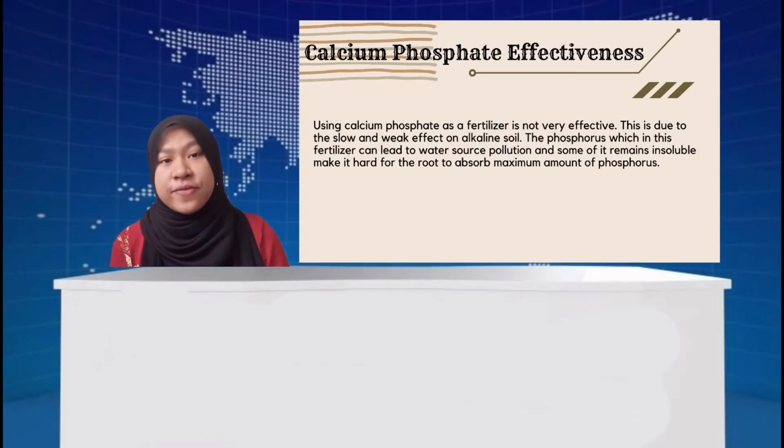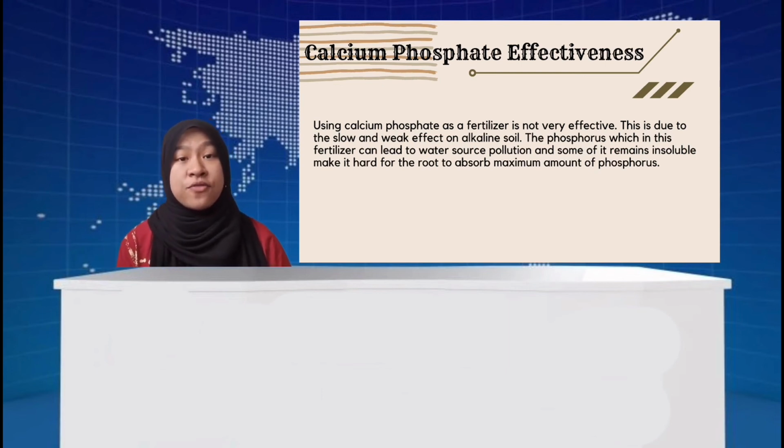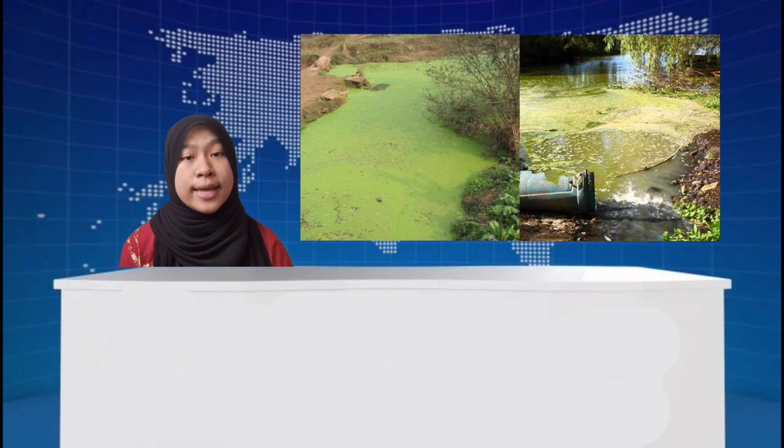Using calcium phosphate as a fertilizer is not very effective. Since calcium phosphate is basically an alkaline substance, it makes calcium phosphate unsuitable for use in alkaline soil due to the weak absorption. The phosphorus in this fertilizer can lead to water source pollution because some of the fertilizer remains insoluble. The remaining insoluble phosphorus is hard to be absorbed by the root and may flow into the nearest water source such as a river or lake.